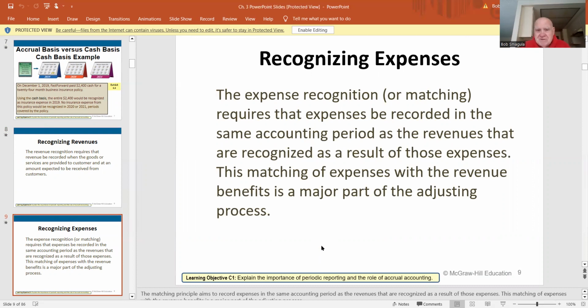Recognizing expenses. The expense recognition principle requires that expenses be recorded in the same accounting period as the revenues recognized as a result of those expenses. This is called the matching principle. You're matching revenues and expenses. You want all of the sales to be recorded and also all of the expenses incurred in the period you made those sales. This matching of expenses with the revenue benefits is a major part of the adjusting process.